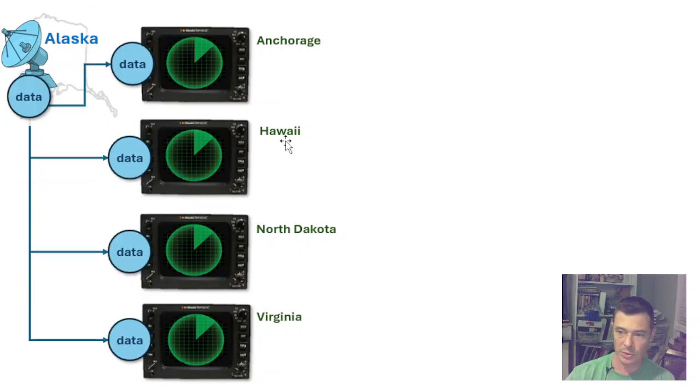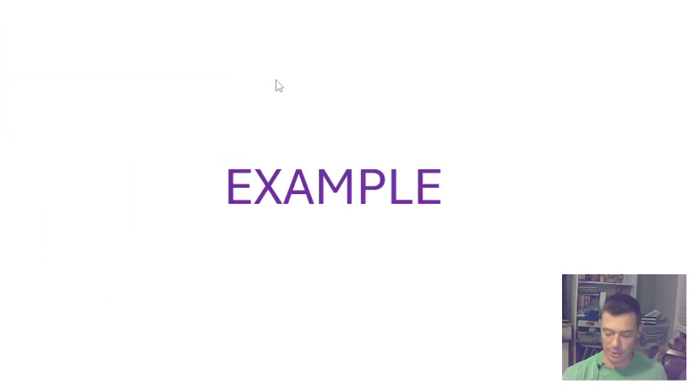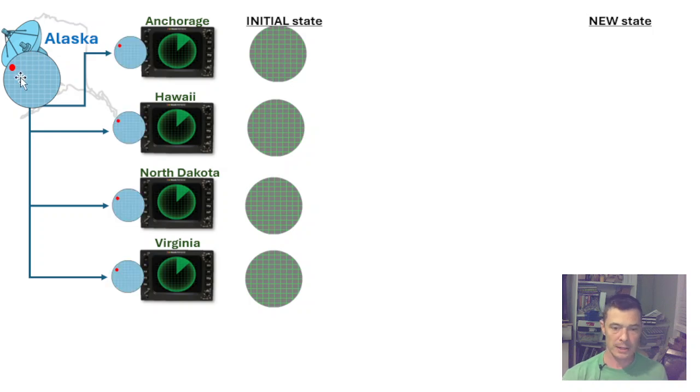So we end up with this, and once the data arrives, each site is going to take it in. And then each site computer is going to update their radar screen based on the data they have. So we'll do an example. Here's the initial state, and they're showing nothing on the radar. And now the radar does detect something. You see this red blip here in the top. And this data is going to flow to each of the 4 sites.